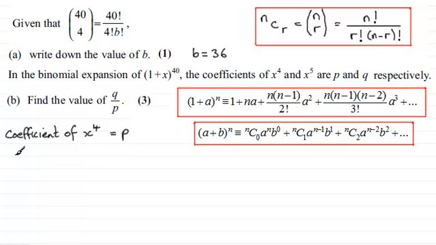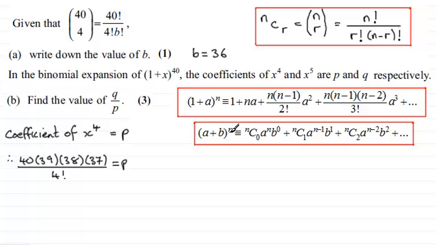In other words, what we would have through that formula would be 40 multiplied by 39, multiplied by 38, multiplied by 37. And that would be divided by 4 factorial. Okay, and that would equal our value p. If we did it through this version of the formula, a would correspond to the 1, b would correspond to the x, and n would be the 40.